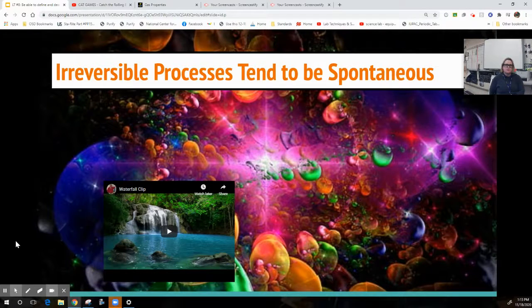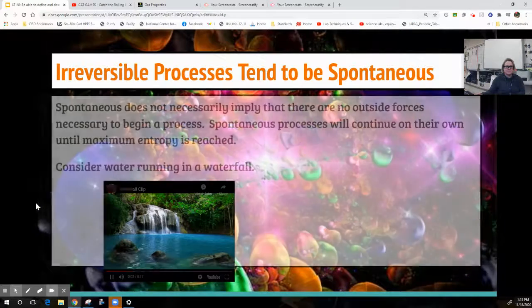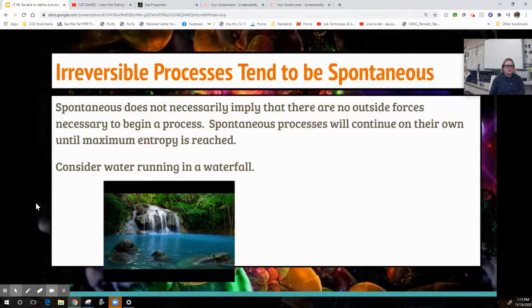So irreversible processes tend to be what we call spontaneous. So let's look at this waterfall here. Beautiful, serene waterfall. Spontaneous processes don't necessarily imply there's no outside forces necessary to begin the process, but spontaneous processes will continue on their own until a maximum amount of entropy is reached.